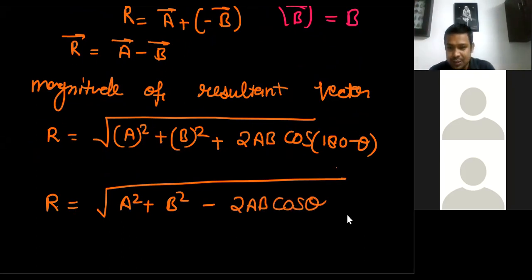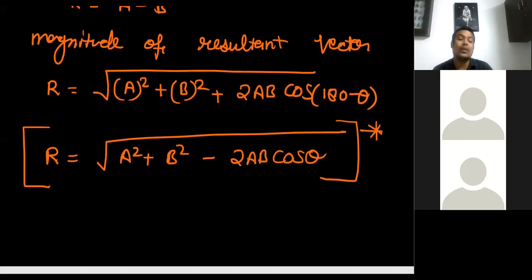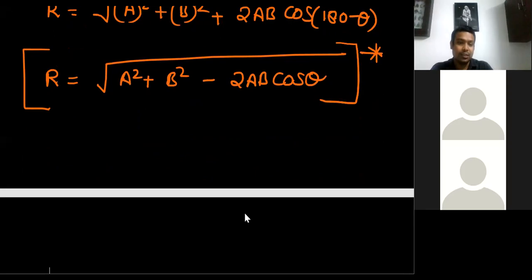So my dear friends, if you want to calculate vector A minus vector B, the subtraction of two vectors, then use this very, very important formula: R is equal to the square root of A square plus B square minus 2AB cos theta. My dear friends, one more thing is also very important, the resultant angle.